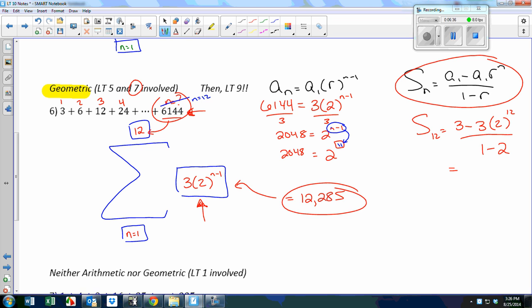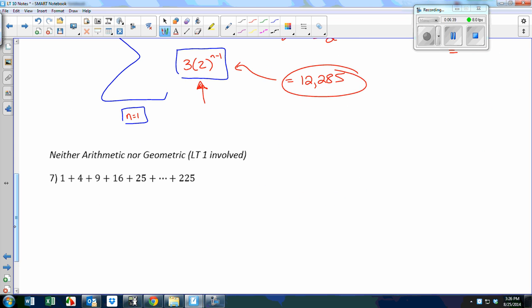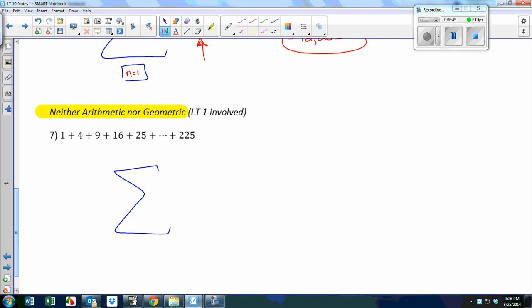Last problem. The last problem is neither geometric nor arithmetic. So this is going to bring back Learning Target 1 when we go to write the explicit rule for the pattern. But we start again by our 3 boxes. Again, we're going to declare n equals 1. We're going to start with the first term. The 1 is the first term, the 4 is the second term. 3, 4, 5, and so on, to n equals, don't know.